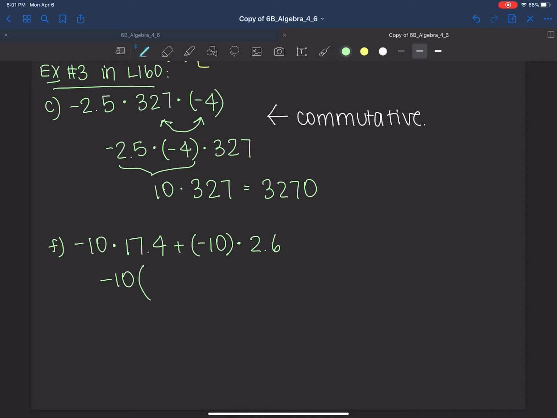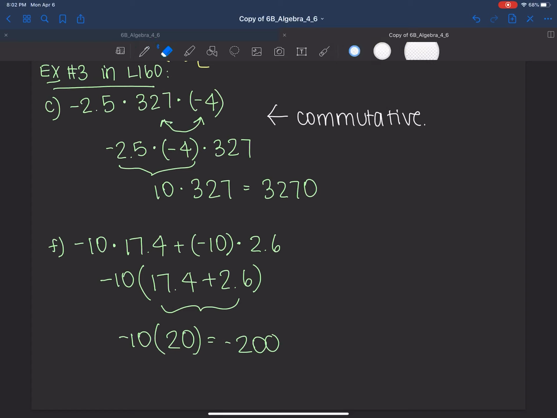So now what's left over? Well, in this term, when we get rid of the minus 10, we just have the 17.4. And in this term, after we pull out the minus 10, we just have the 2.6. So I'm going to write 17.4 plus 2.6. And now I can do the inside of the parentheses operation first. This actually gives us 20. Minus 10 times 20, that's easy. Minus 200. There we go.